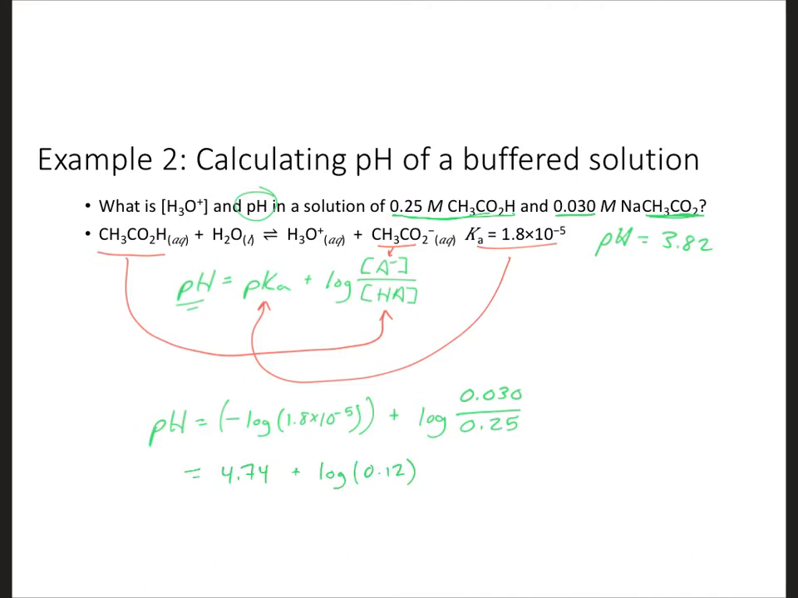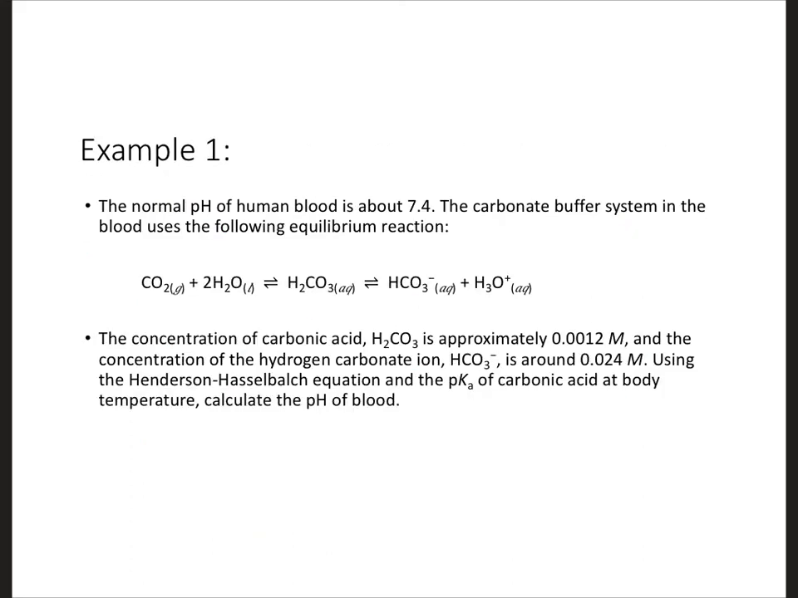So that negative log step gives us a pKa of 4.74, and then we're going to add it to the log of that ratio, which was 0.12. We get 4.74 plus a minus 0.92, and so that's going to decrease the pH. When you do that subtraction, 3.82 is what you get, and that is a pH, and that is consistent with what we got last time doing it the long way with that ice table. So again, this is going to represent a shortcut for us.